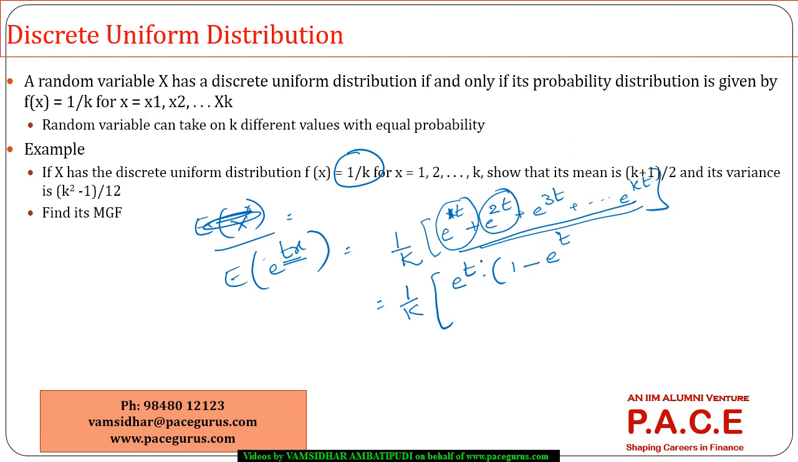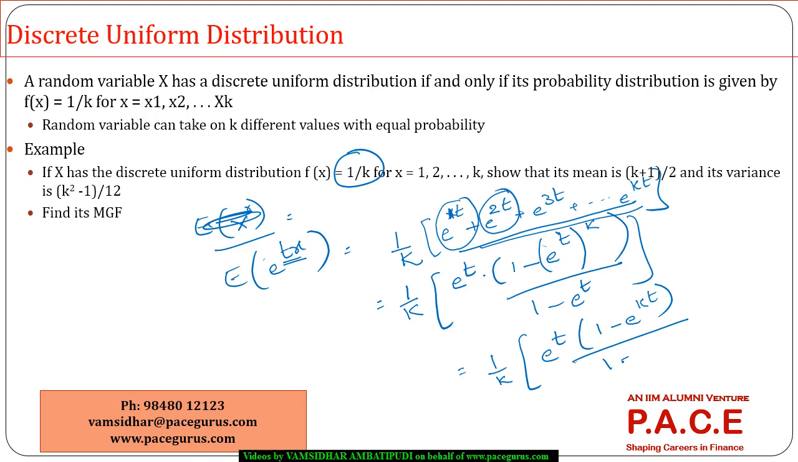You find 1 minus r to the power of n, where n is k terms, divided by 1 minus r. So this becomes 1 by k into e to the power of t into 1 minus e to the power of kt divided by 1 minus e to the power of t. So this becomes the moment generating function associated with the discrete uniform distribution.